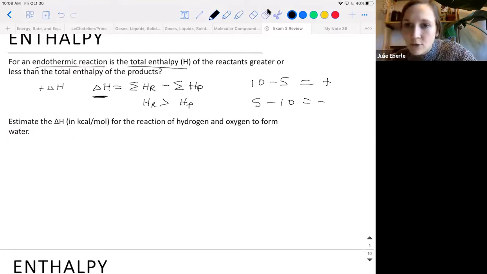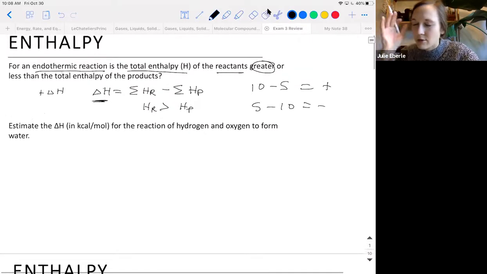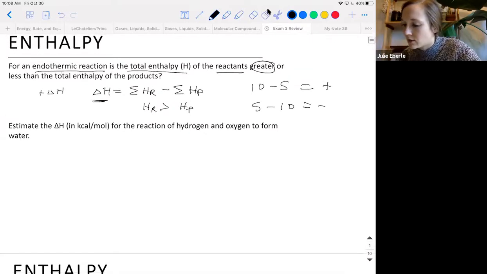Oh, well, we just answered the question. I just answered it. I didn't realize I just answered it. Total enthalpy of the reactants is going to be greater, okay? Because it's just a larger number. So it'll be greater than total enthalpy of the products. Sorry, I thought I was going to answer whether the potential energy is greater or less.